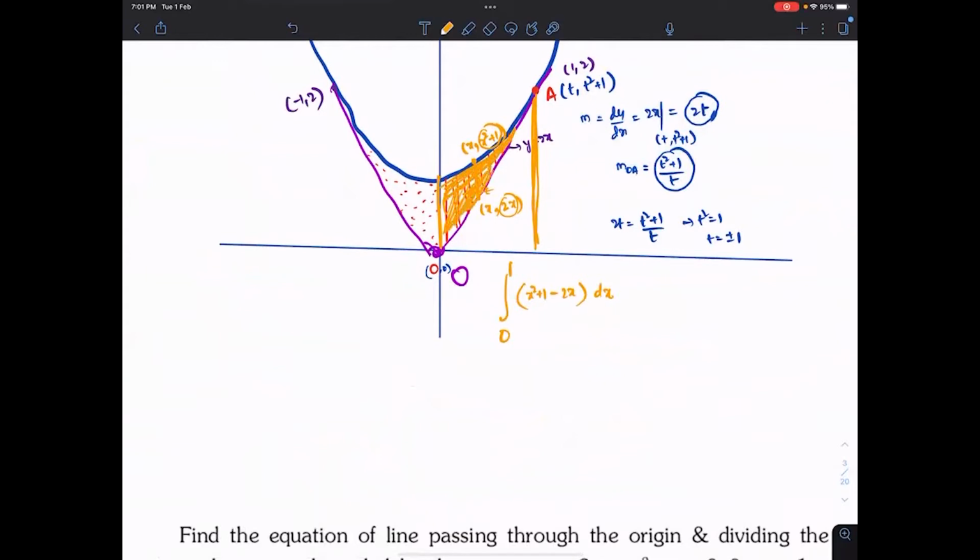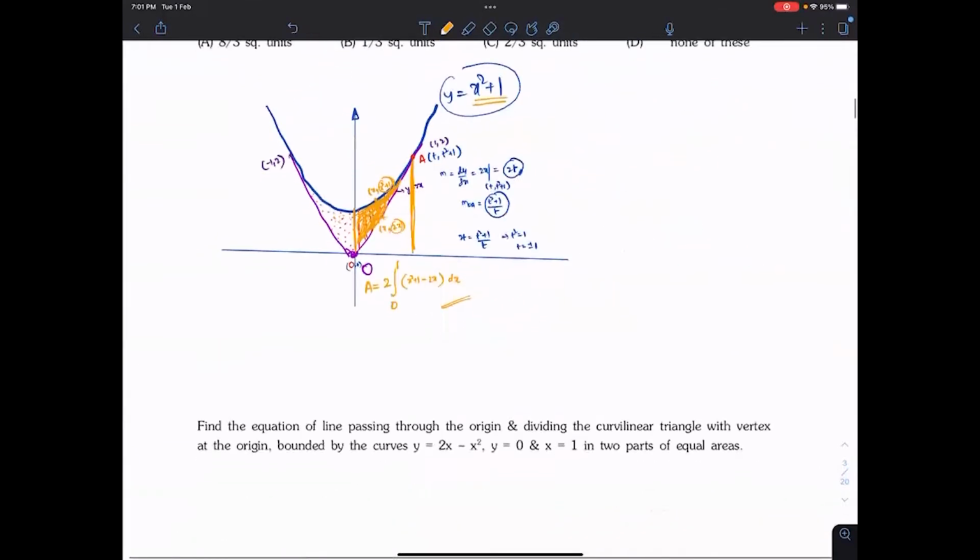Okay. If you do 2 times it, I will get the required area, because the left side area will be the same as that one. So that's all. That will be the answer. Okay. Next.